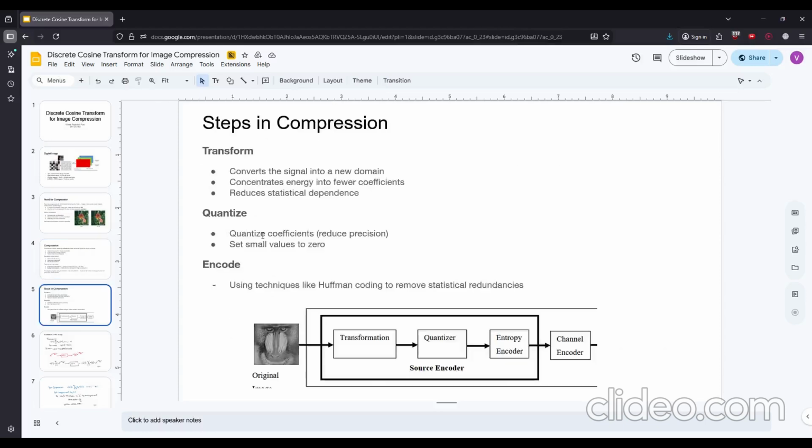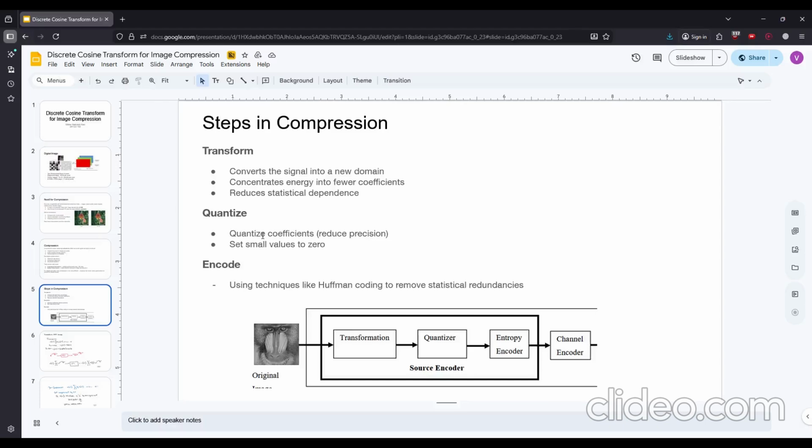In general, most image compression systems follow a sequence of well-defined steps to reduce the amount of data required to represent an image. At first comes transformation, where the image data is converted from the spatial domain into a frequency domain using a transform such as the discrete cosine transform. This step helps concentrate the important information into a small number of coefficients.